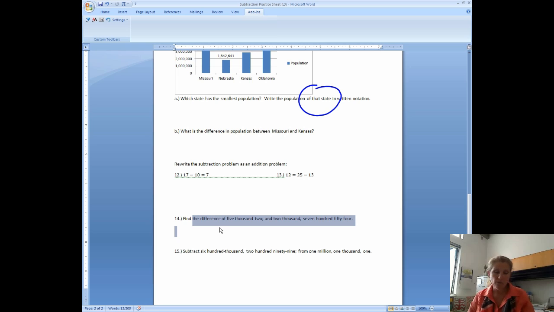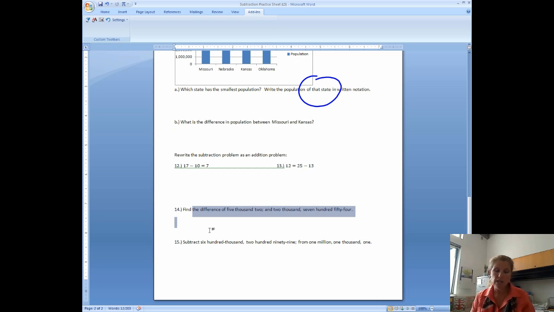Because now on number 15, I'm saying subtract 600,299 from 1,001,001. 1 million is a bigger number than 600,000. So obviously we want to put that 1 million first. But if you were working with negative numbers, you wouldn't know that unless you knew that when you're saying subtract this thing from this thing, this first number you said in this case is going to be your subtrahend, and the last number is going to be your minuend. So let's go work that out on the smartboard.